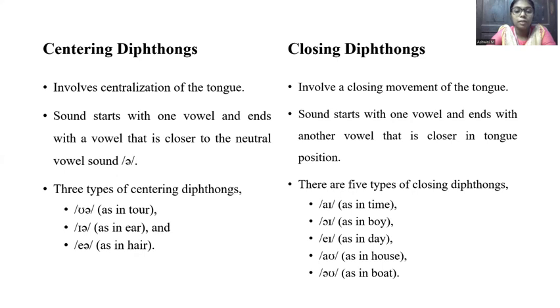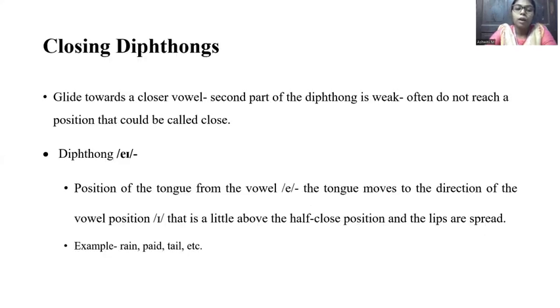Each of these diphthongs is made up of a combination of two vowel sounds, and they can be found in a wide range of English words. The closing diphthongs have the characteristic that they all end with a glide towards a closer vowel, because the second part of the diphthong is weak and they often do not reach a position that could be called close. The important thing is that they glide from a relatively more open vowel towards a relatively closer vowel.